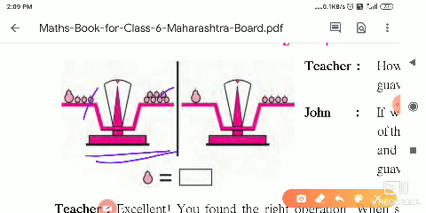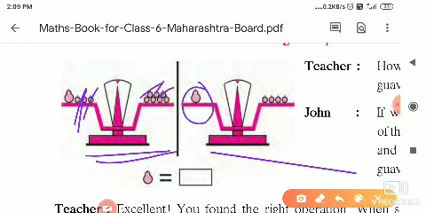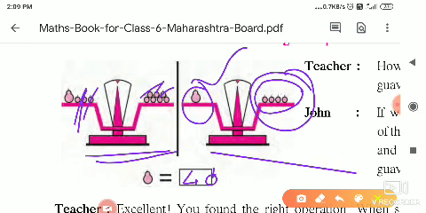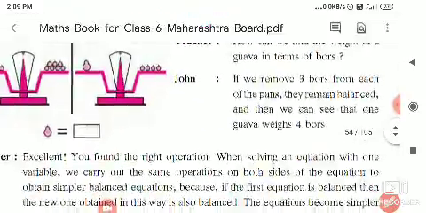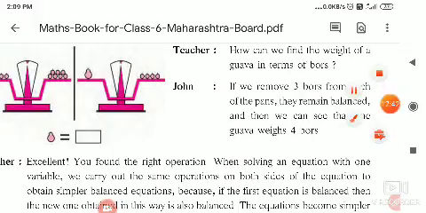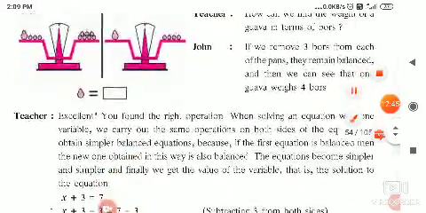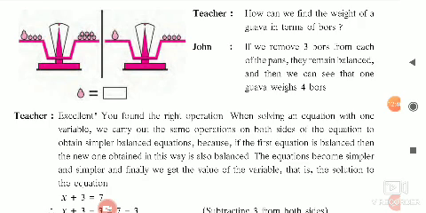Yes. Then what happens? It gets balanced. Again remove one more bore from this side, and again remove one more bore from the other. Then 1 gava is equal to how many bores? 4 bores. Yes. In this way we have to find out the weight of a gava in terms of the bore. We have to remove 3 bores from each pan. They remain balanced, and then we can say that 1 gava's weight is equal to 4 bores.